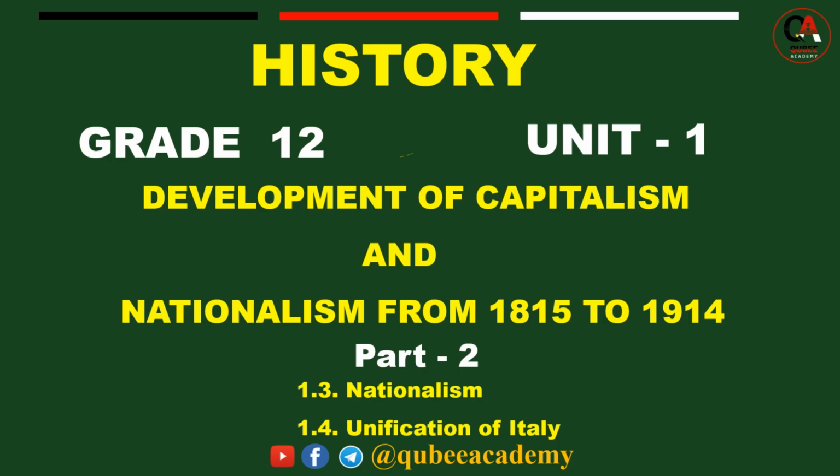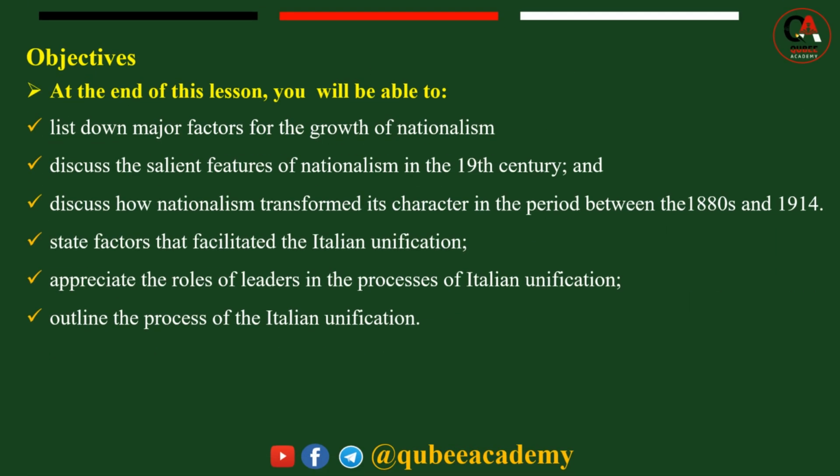Kanaaf part 2 jalatti objectiviin mata duree keenya at the end of this lesson you will be able to list down the major factors for the growth of nationalism. Kanaaf nationalism sababa kan ta'an maal akka ta'e tokko tokko ilaalla. Discuss the salient features of nationalism in the 19th century. Kanaaf jaarraa 19ffaa keessatti amaloonni yookiin immoo nationalism yookiin sabboontummaa inni kun maal akka fakkaatu waliin ilaalla. Discuss how nationalism transformed its character in the period between 1880s and 1914.